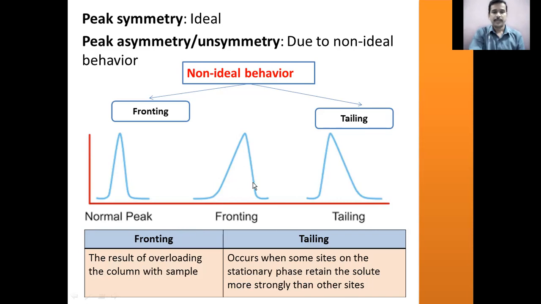These types of peaks are obtained whenever the column is loaded with too much sample. The column has its own capacity. For example, instead of 1 microgram of solute, if 10 micrograms of solute are introduced, then the quantum of solute introduced to the chromatographic column will be more. So the quantity is more.